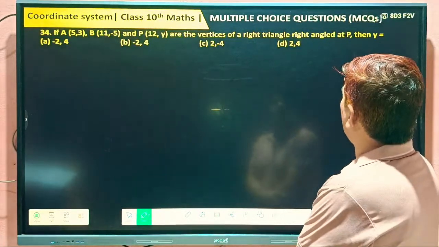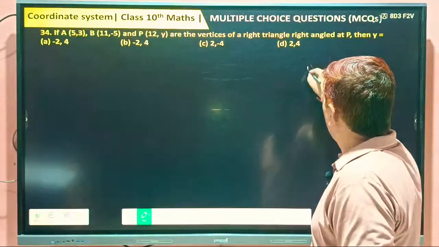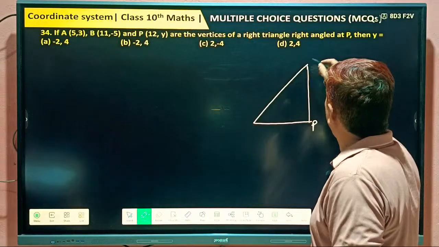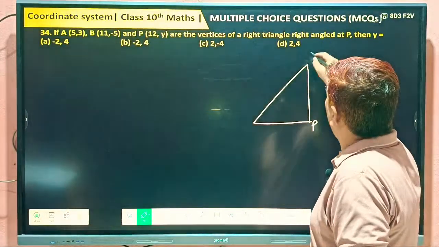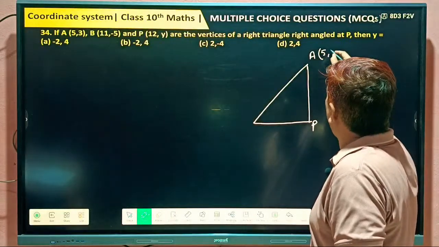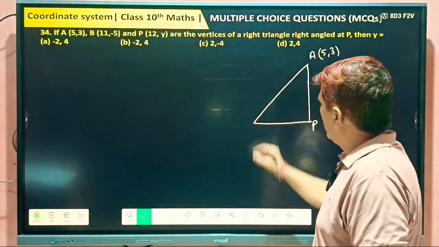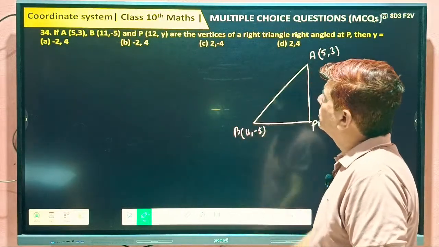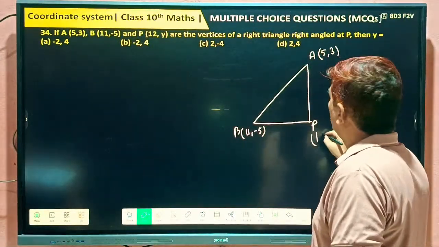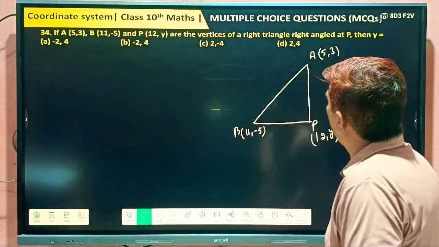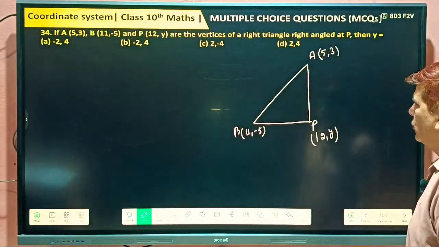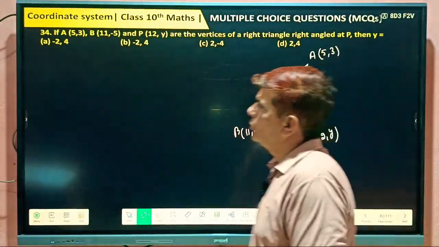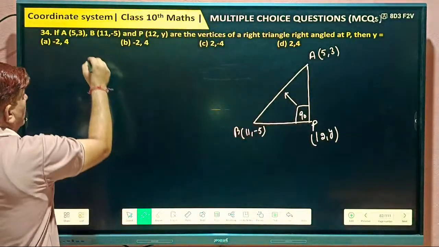These given are the vertices of a right angle triangle, right angle at P. So make a figure. The point P is this. This is the right angle. A is a point whose coordinates are 5 and 3. B is a point whose coordinates are 11 and minus 5. And P's coordinates are 12 and y. The angle is 90 degrees, so opposite to it is the hypotenuse. First find out AB.